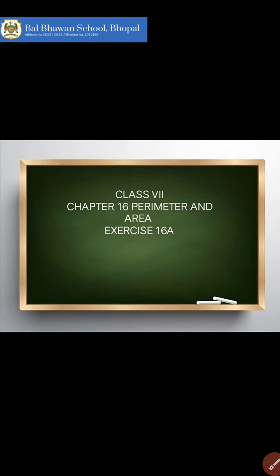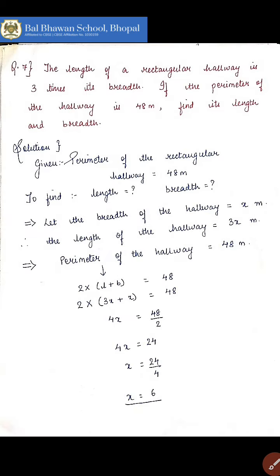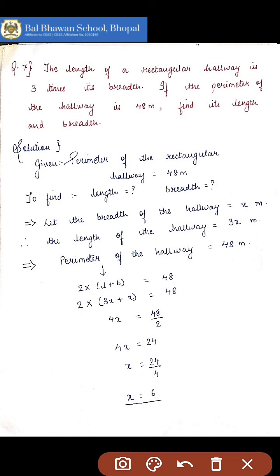The word problem number 7. In this question, children, the length of a rectangular hallway is 3 times its breadth. If the perimeter of the hallway is 48 meters, you need to find its length and the breadth. Now what's given to you? They have given you the perimeter of the hallway, that is 48 meters. You have to find out the length and the breadth.